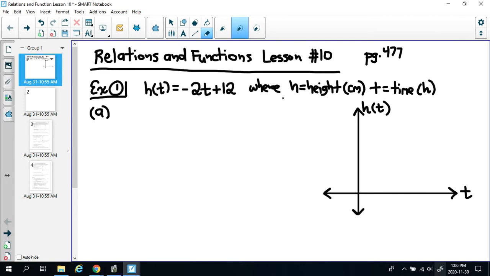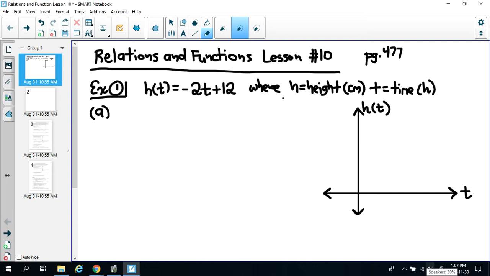So I'll start off by reading out the example to you. It says a candle manufacturer found that their long-last candles melted according to the formula H of T is equal to negative 2T plus 12, where H is the height of the candle in centimeters after T hours, so T is the melting time. A, use the graphing calculator to sketch a graph of the function and show the graph on the grid to the right. And I just sketched a picture of what the grid would look like.